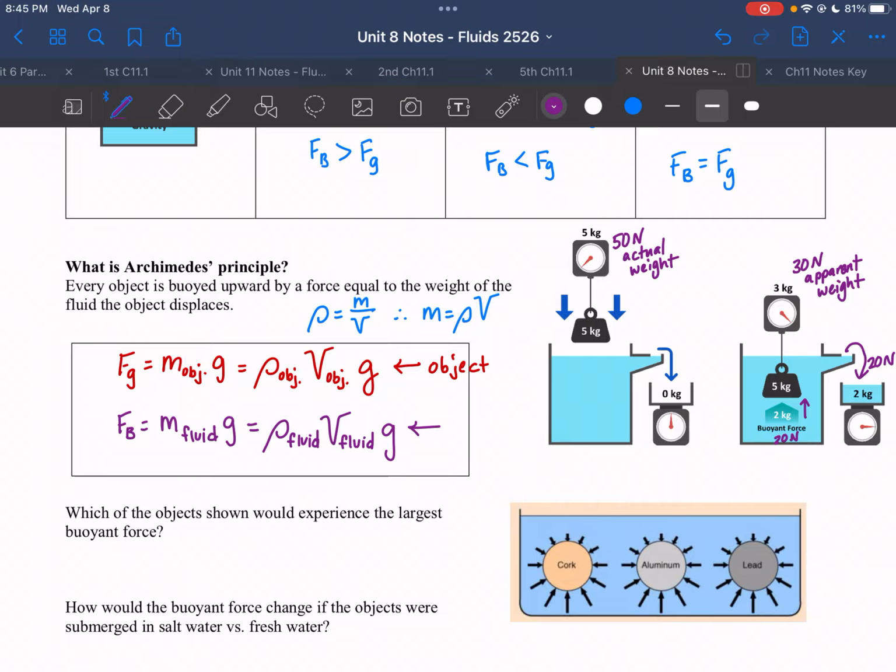Again, the buoyant force is based off of the displacement of the fluid, not necessarily the object. One other thing to note, that when the object is submerged, the volume of the fluid is equal to the volume of the object.